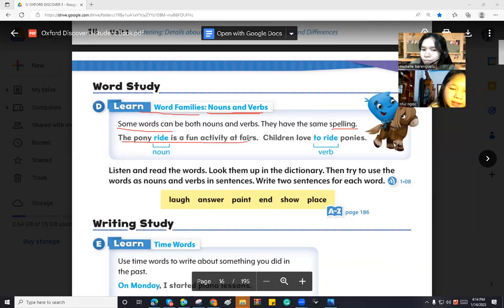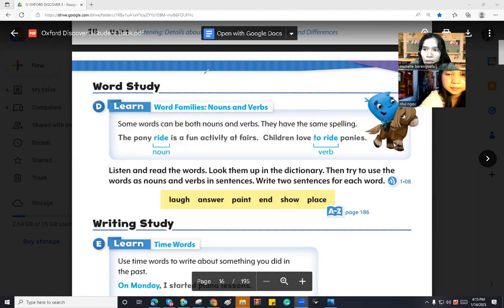Okay, for example, let's read the pony. The pony ride is a fun activity at fairs. Children love to ride ponies. Okay, very good. So this is a ride. Pony ride. Is this a noun or a verb? It's a noun, yes. And next one, children love to ride. It's a verb, but they have the same spelling, ride and ride, okay?